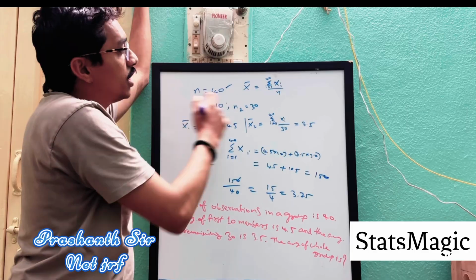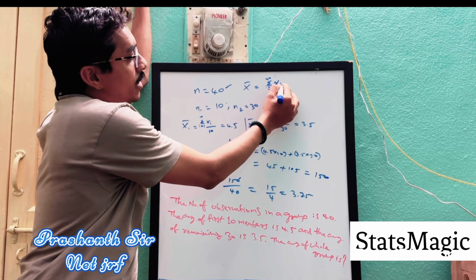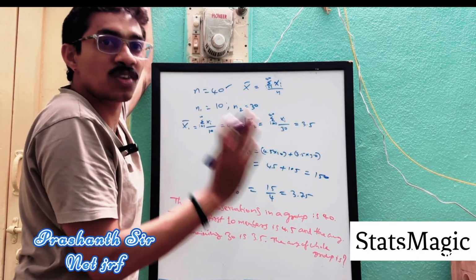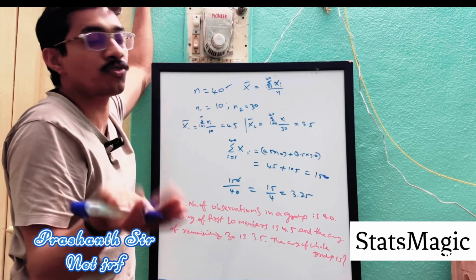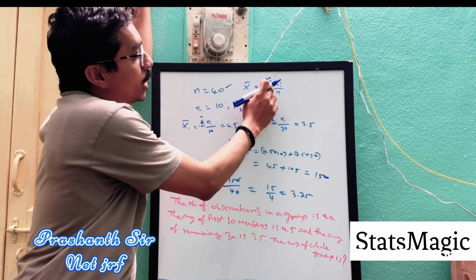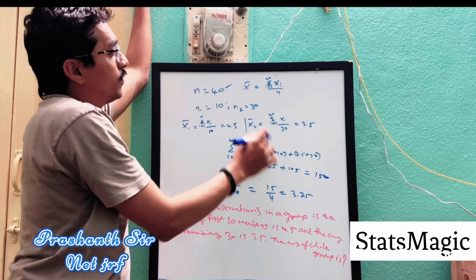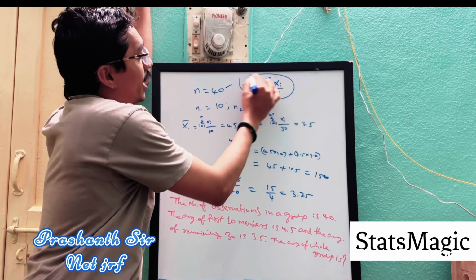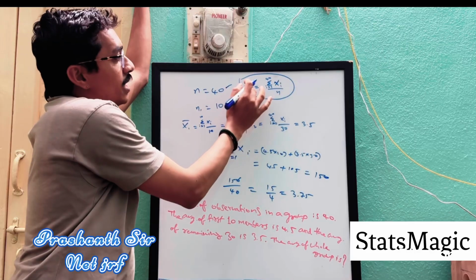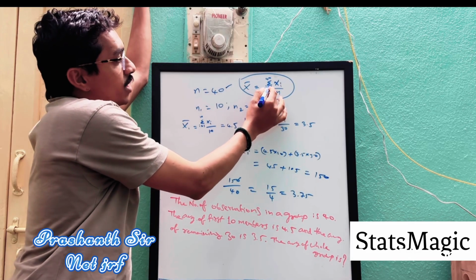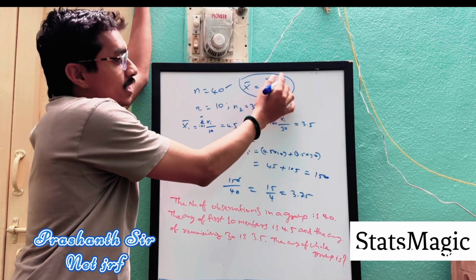Summation is the summation symbol. Here xi means x1, x2, x3, that means observation 1, observation 2, up to observation 40. That's why summation i equal to 1 to 40. Symbolically we write it like i equal to 1 to 40. So for 40 members, this is the formula. This x bar we need to find for these 40 members using this formula.